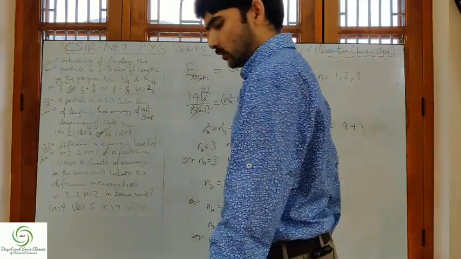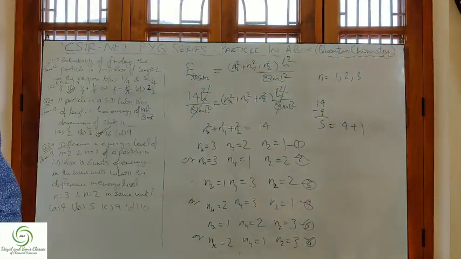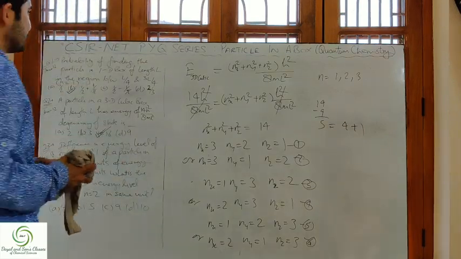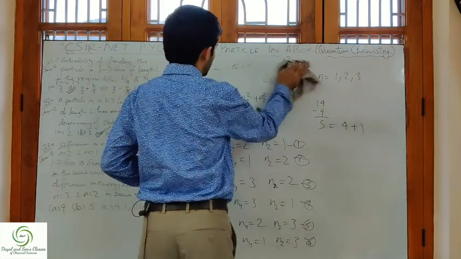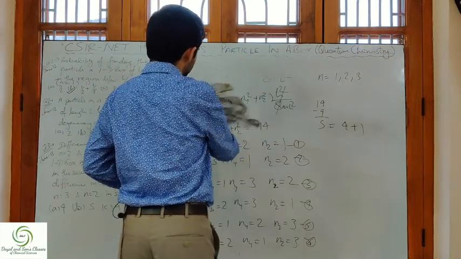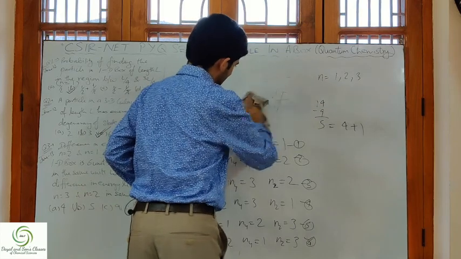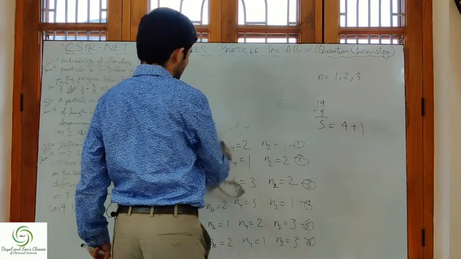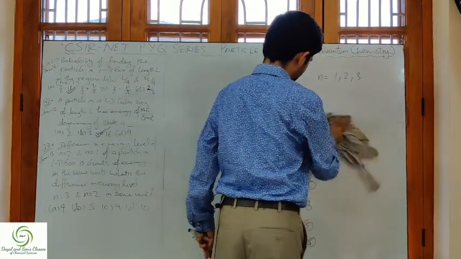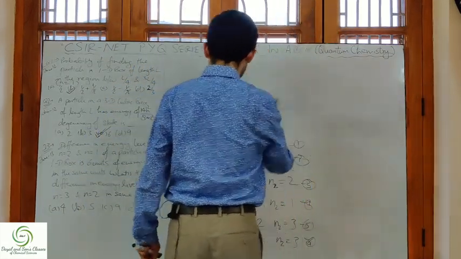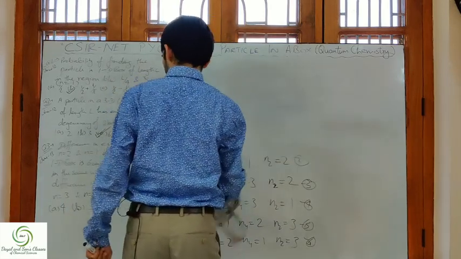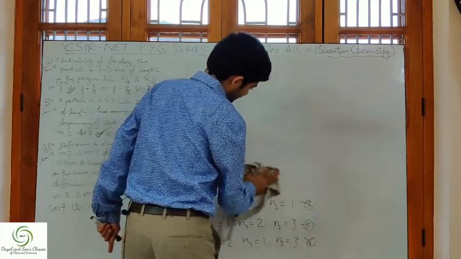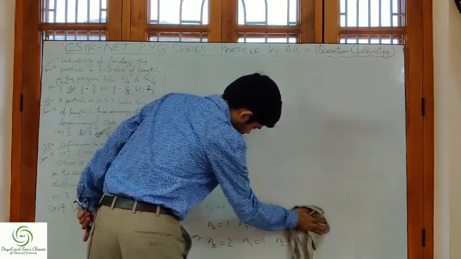Alright. Now let us move to the third question. This is the last question for this video. In this question, it is given that the difference in the energy level of n equal to 2 and n equal to 1 is equal to 6. Then what we need to find is the energy difference between energy level 3 and energy level 2 for a particle in a 1D box.